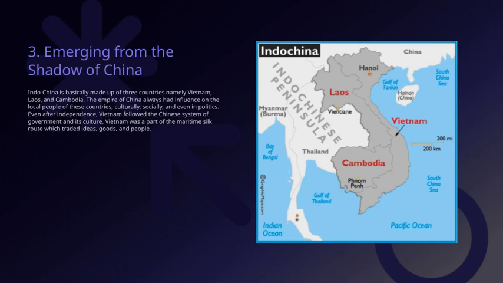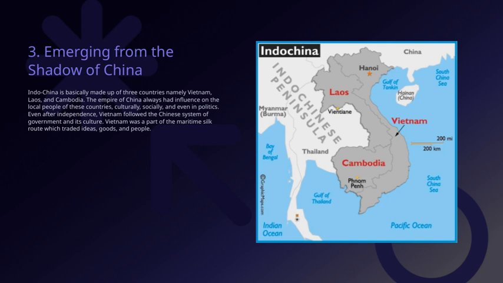Indochina, as you can see, is mainly composed of 3 countries: Vietnam, Laos, and Cambodia. These regions have a long history of influence from China, which has shaped their culture, society, and even politics over centuries. Even after these countries gained independence, Vietnam, in particular, continued to follow the Chinese system of government and retained many cultural elements.